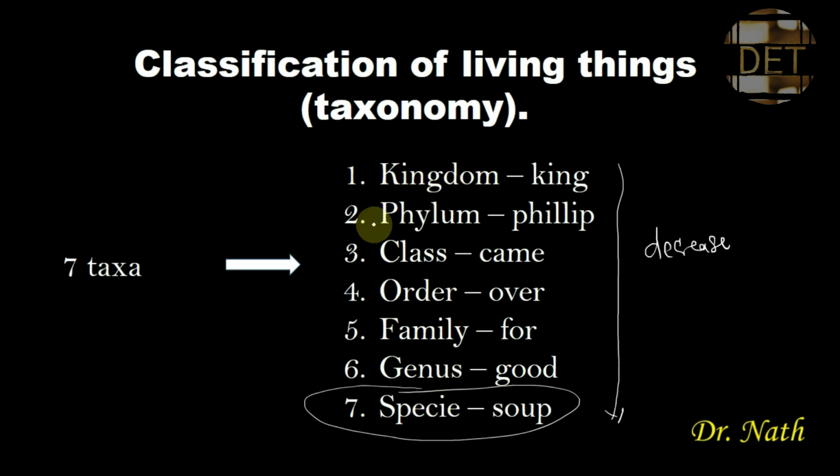So we have the kingdom, phylum, class, order, family, genus, species. These are the 7 taxa in the classification of living things. We can use the acronym King Philip came over for good soup to remember the 7 taxa. Like I said, the taxa that contains the least number of organisms is the species, while the taxa that contains the most organisms is the kingdom. So this is very important.